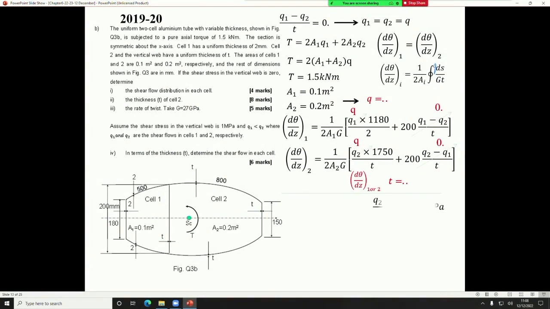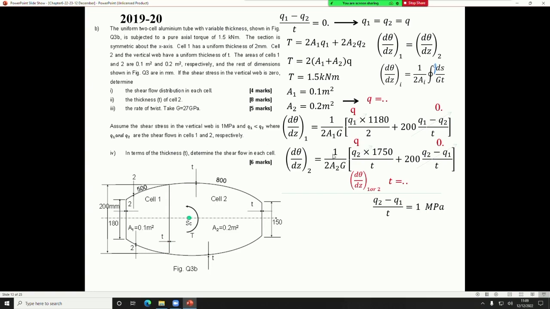So here we say the shear stress in the vertical web is 1 MPa. What is the definition of the shear stress in the vertical web? The difference between two shear flows divided by the thickness. Since we say Q2 is greater than Q1, Q2 minus Q1 divided by T is 1 MPa, and obviously Q1 minus Q2 divided by T becomes minus 1 MPa. If I say Q1 is bigger than Q2, then Q1 minus Q2 divided by T is positive, and the other one becomes negative. At the moment, we say Q2 is bigger than Q1. So Q2 minus Q1 divided by the unknown thickness T is 1 MPa.